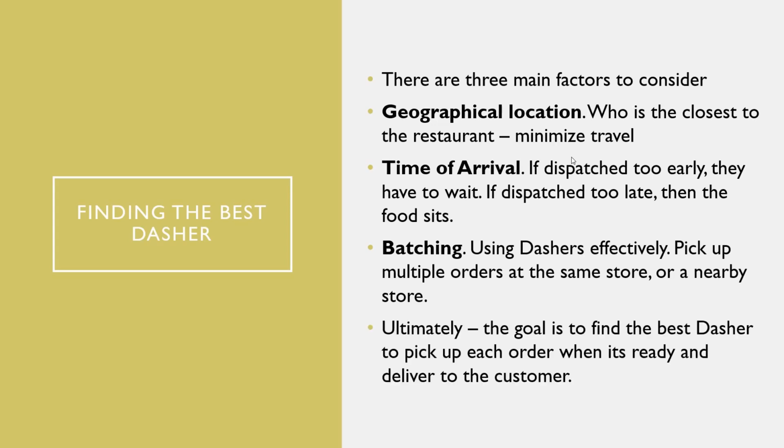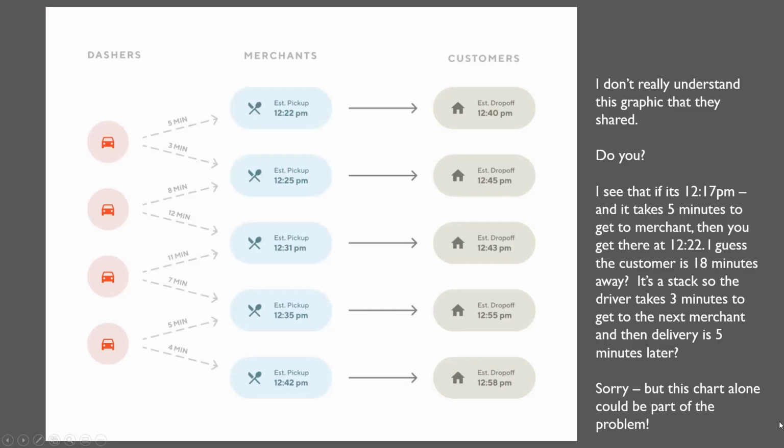Ultimately, the goal is to find the best dasher to pick up each order when it's ready and deliver it to the customer. That's pretty straightforward and probably what everyone thinks about. If you were to create your own platform, how would you go about picking the best dasher? It would probably use the same criteria. So they had this graphic, which I don't understand. They shared this in the article with no explanation, so I just looked at it myself and tried to figure out what they were talking about.